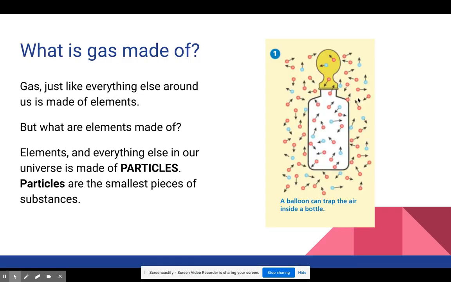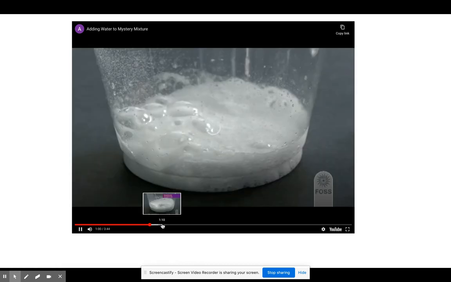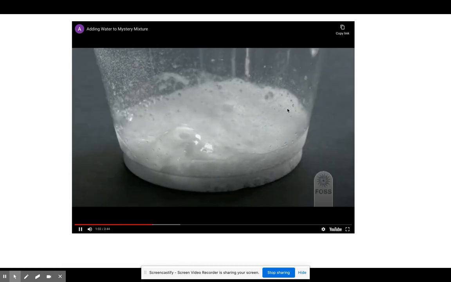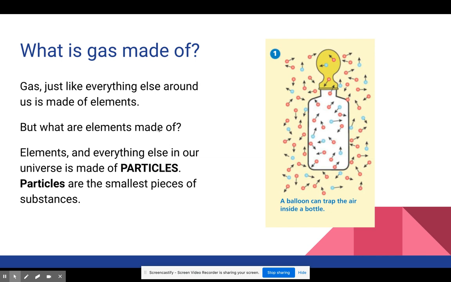So, what is that gas made of? Well, gas, just like everything else around us, is made of elements. When we looked at the white substances, we found out that they were made of elements. So, let's look at this one more time. The white substance elements basically just got rearranged and formed into a gas that was released. But what are the elements made of?